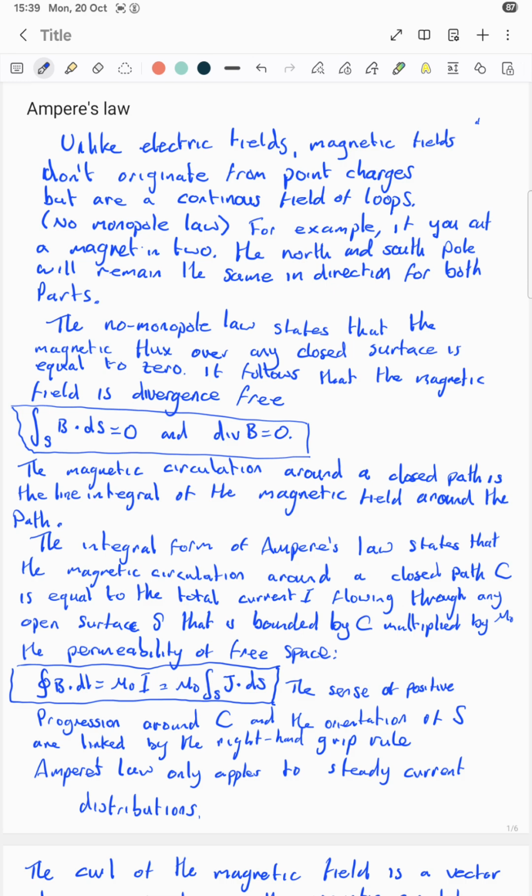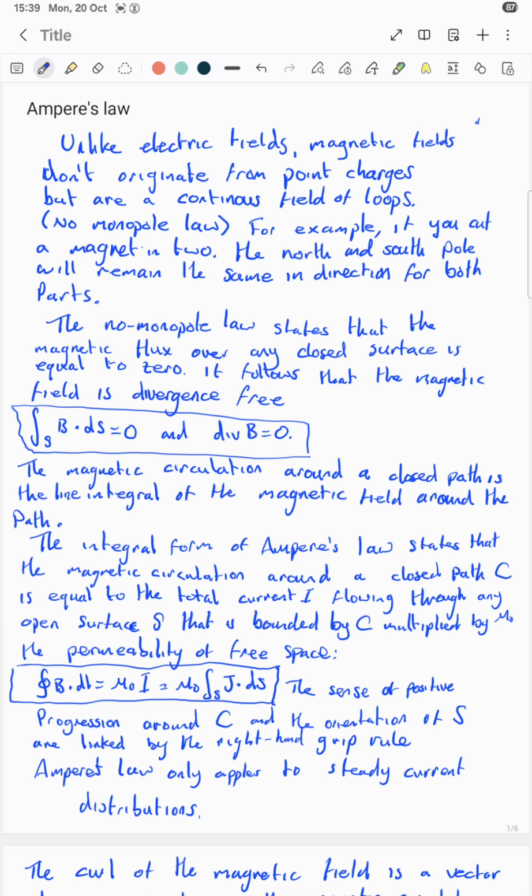For example, if you cut a magnet in two, the north and south pole will remain the same in direction for both parts. So if you keep cutting a magnet, the orientation of the magnet will determine what its north and south pole is. If you keep subdividing that magnet, but you don't alter the orientation of the magnet, the fields will remain the same. The field lines, the north and south pole, etc.